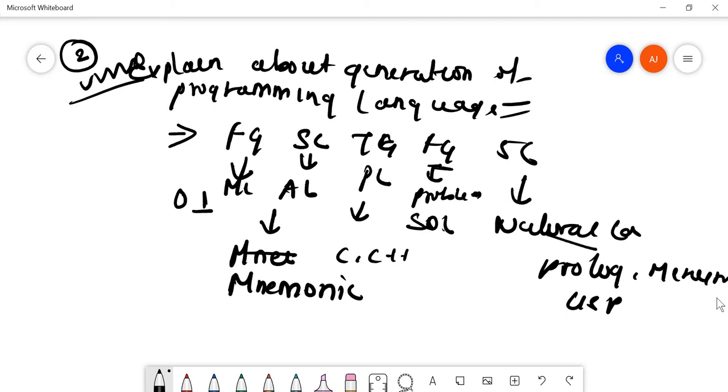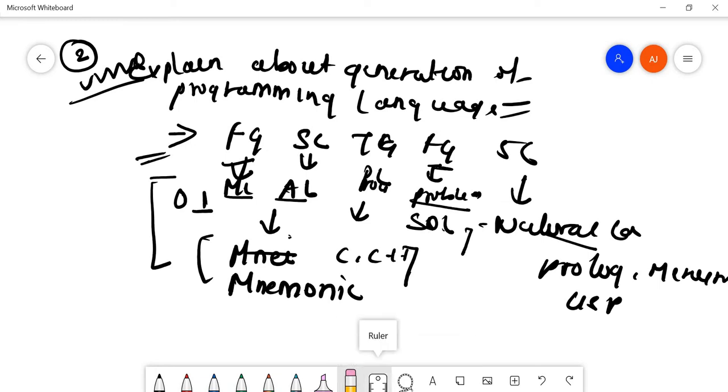Okay, so natural language, problem oriented language, procedure oriented language, assembly language, and machine language. So I think if you remember these keywords, you can write the answer: what is this called and what are the examples of this language? Okay, fine. So let's go to another question.